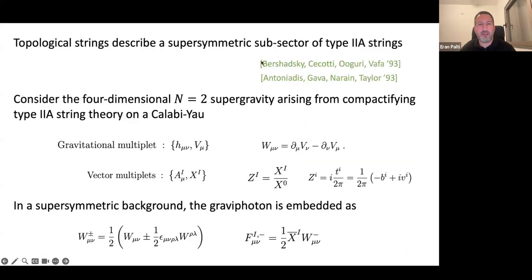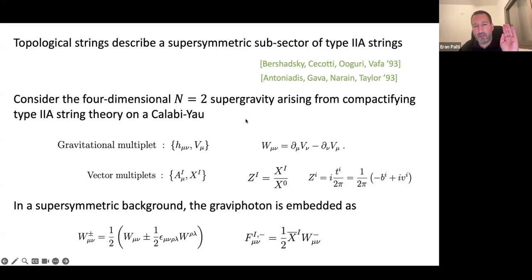So the way we're going to approach the problem is we're going to think about topological strings as a certain supersymmetric subsector of full type 2A strings, as the physical type 2A strings. And this was understood already back in '93 or so. And the way to think of it is the following.